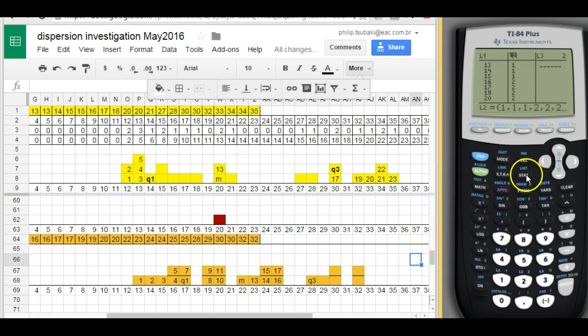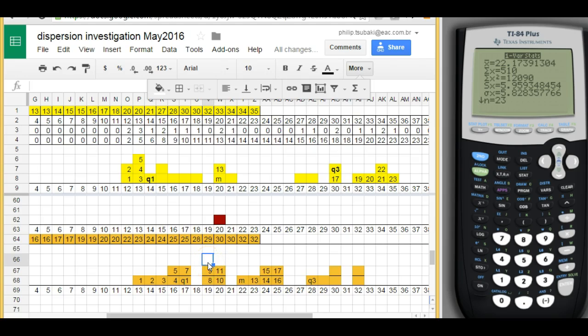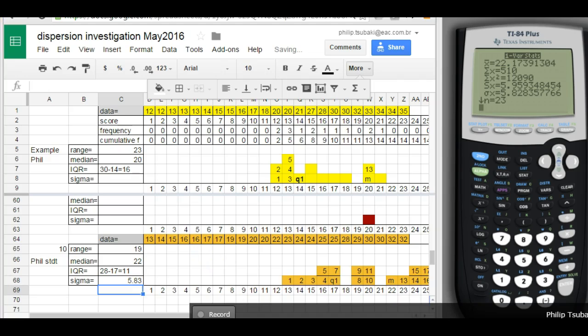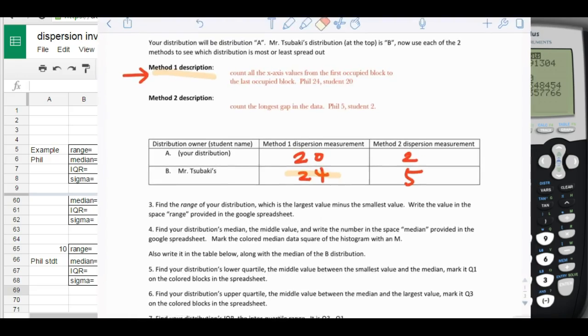Then I'm going to use stat calc, one var stats, and I'm going to put list 1 and list 2 in the data list and frequency list, and I'm going to go down to calculate and see what comes out for the mean. There's x bar, the mean, 22.2. Sigma is 5.83. So the sigma that I'm going to write in here is going to be 5.83. Then we're going to go back to the worksheet and see what else we need to do.